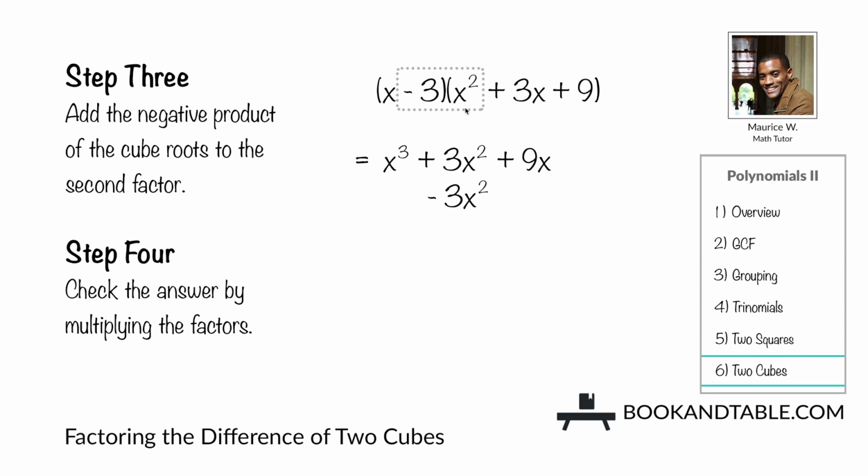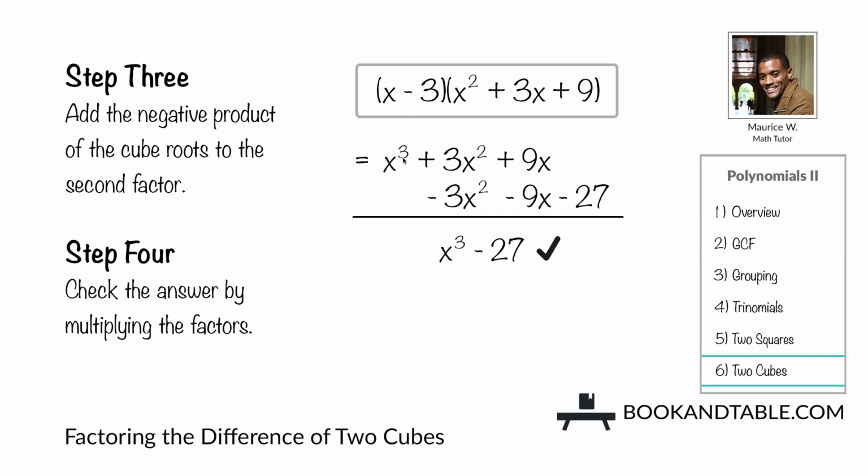Negative 3 times x squared is negative 3x squared, which cancels out positive 3x squared. Negative 3 times positive 3x is negative 9x, which negates positive 9x. And negative 3 times positive 9 is negative 27. So when we multiply the factors, we wind up with x cubed minus 27, the original polynomial. And that confirms that the factors were indeed x minus 3 and x squared plus 3x plus 9.